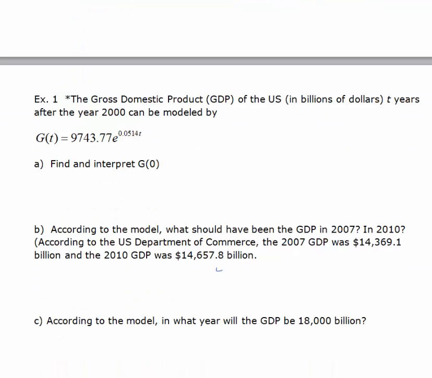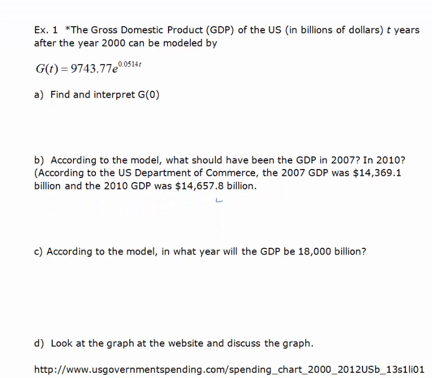So let's just look at an example having to do with the gross domestic product. Basically, the gross domestic product is used to measure the economic performance of a country or a region. And one of the models is g of t equals 9743.77 e to the 0.0514t. So this value right here is our N sub 0. Our growth constant, in this case because it's positive, is k, which is 0.0514, and t is time.